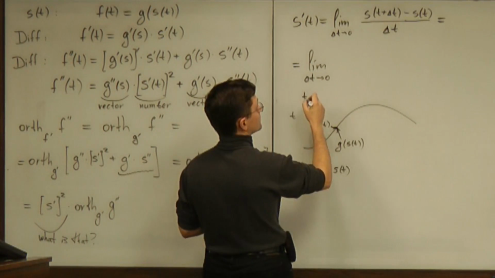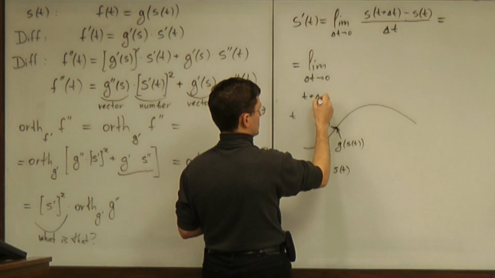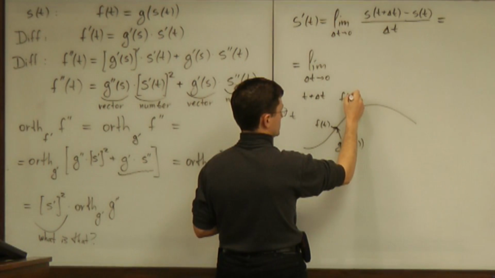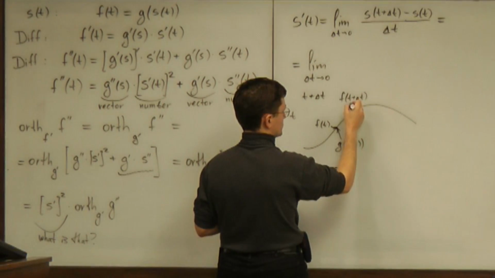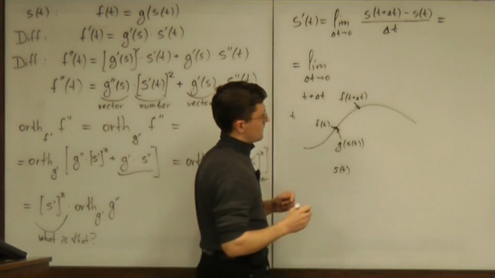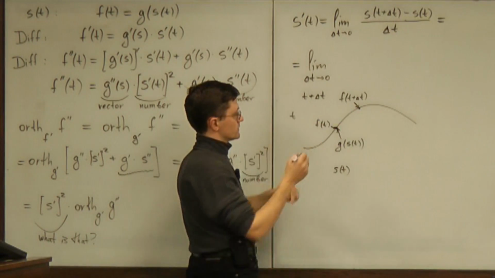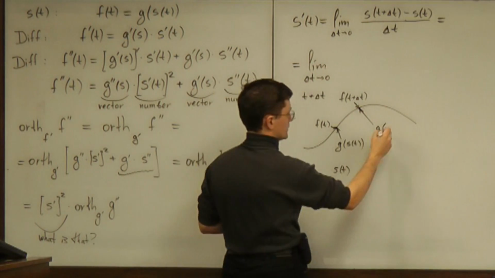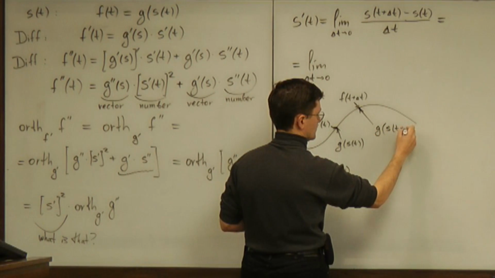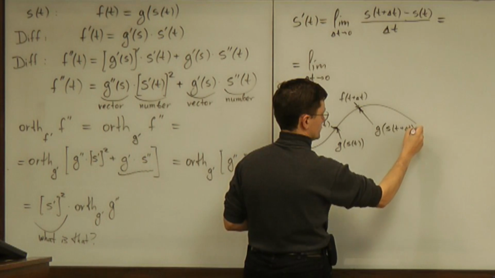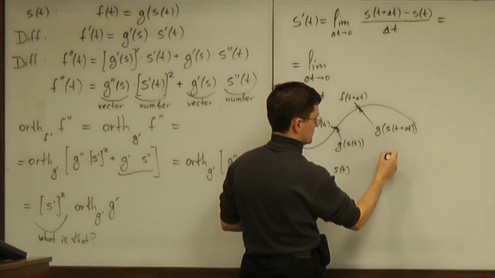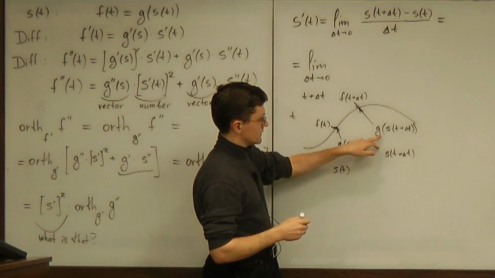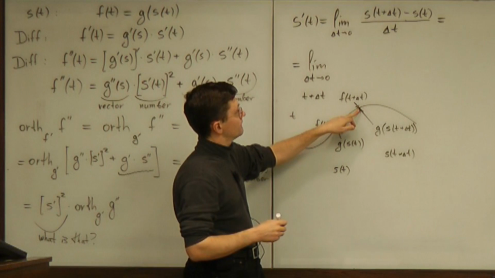Now, what happens when the time delta t passes? t becomes t plus delta t, and the first car shows up at a different point, somewhere there. What about that point? Well, this is going to be exactly the point where the second car is when t is equal to t plus delta t. So at that time, the second car is exactly at the same point.